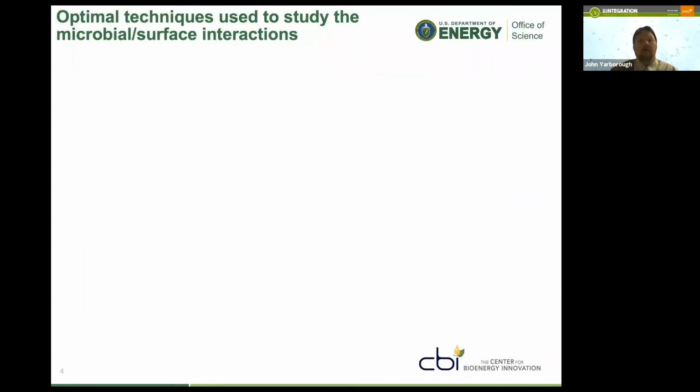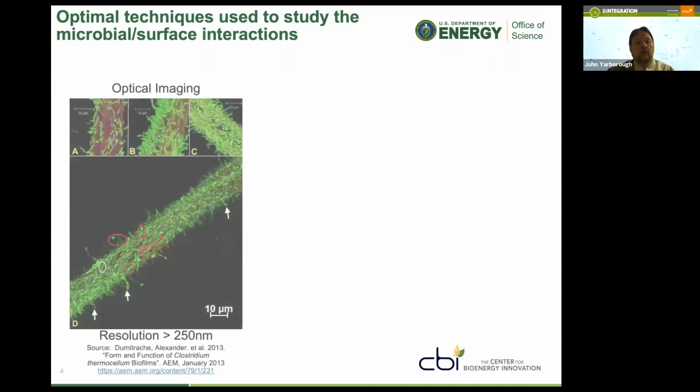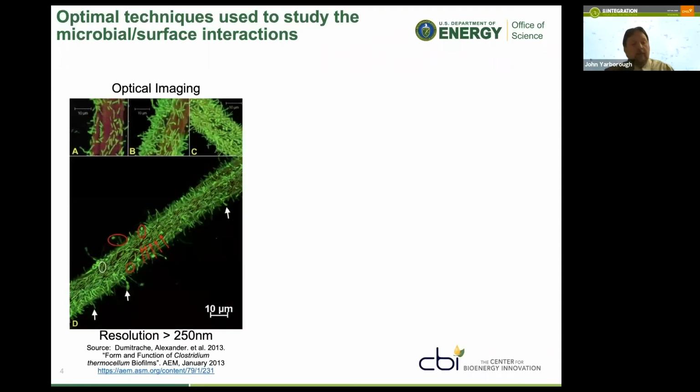To do that, we have several optical techniques that can be used to study these microbial surface interactions. One of them is optical imaging. The beauty of optical imaging is that you can get large areas of field of view and a numerous number of bacterial cells, but in resolution you're stuck at the diffraction limit of light, which is typically above 250 nanometers.